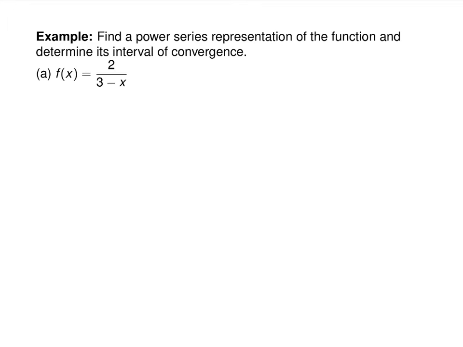So to deal with the fact that this is not a 1, divide the numerator by 3 and the denominator by 3. That means we can express f of x as 2/3 over 1 minus x over 3. And now you can see it's in that a over 1 minus r form. The a will be 2/3, the r will be x over 3.